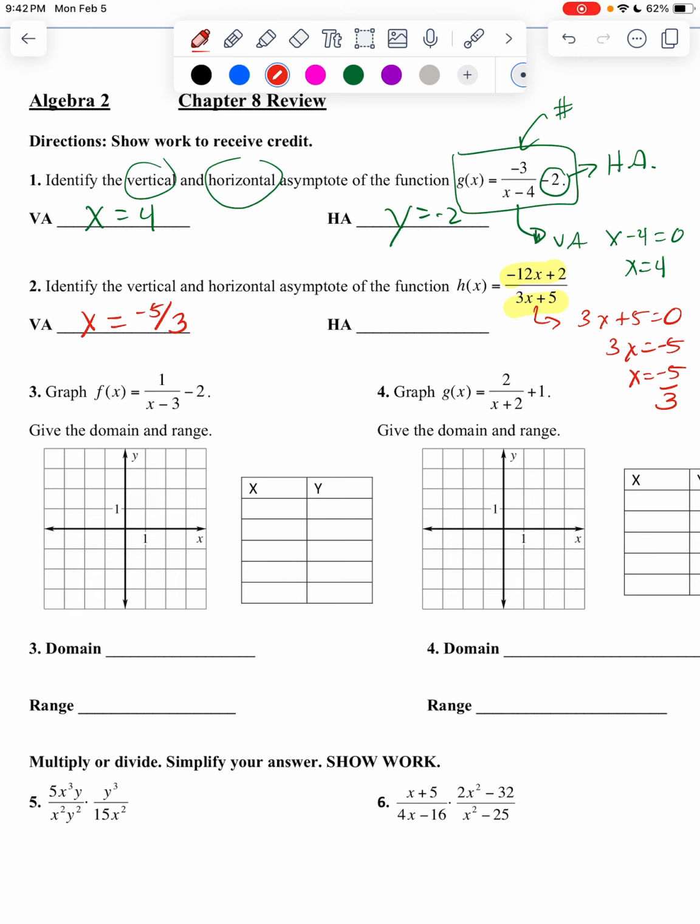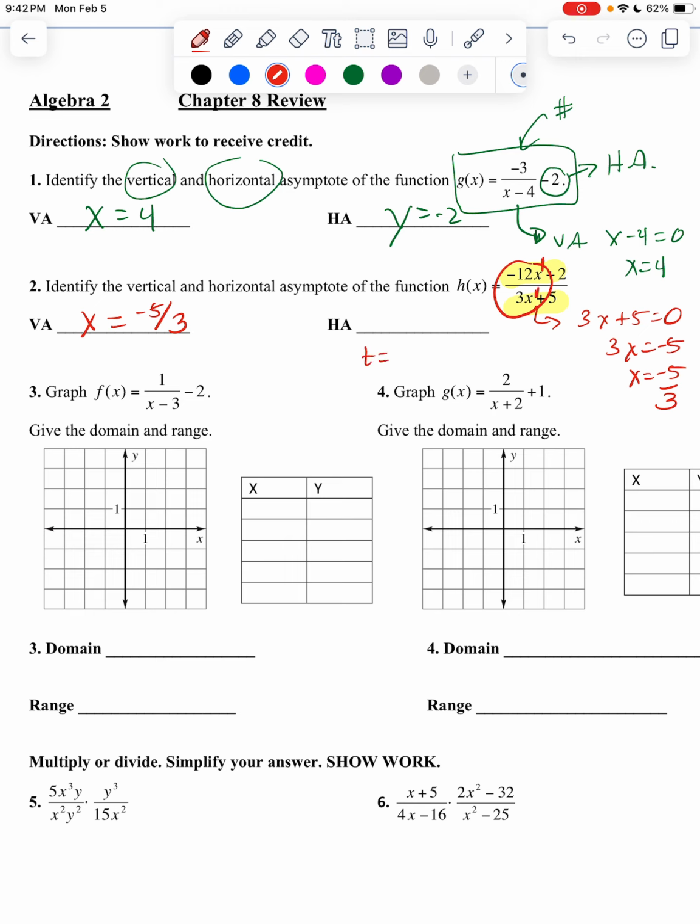Horizontal asymptote is where I compare the top and the bottom. And in this case, my top power is 1, my bottom power of x is 1. So since they are equal, that is a scenario where I use the ratio of the coefficients. So in this case, the x's would cancel, and -12 divided by 3 turns into -4. So that y equals -4 will be the location of my horizontal asymptote.